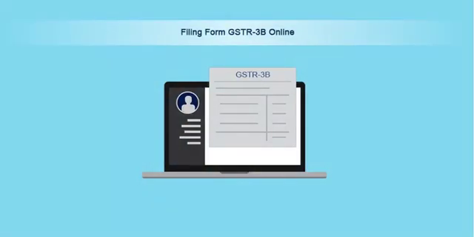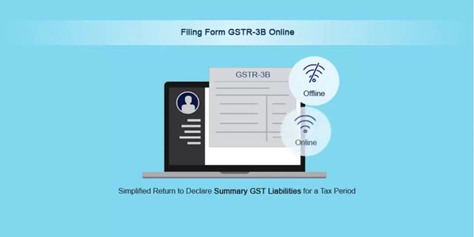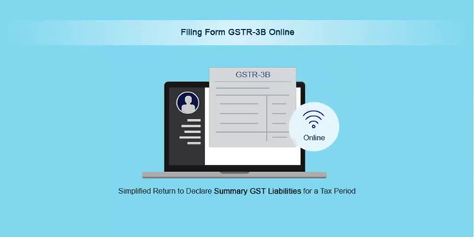Form GSTR 3B is a simplified summary return to declare GST liabilities for a tax period. It can be filed using the offline utility or directly online on the GST portal. This video will guide you how to file GSTR 3B online.